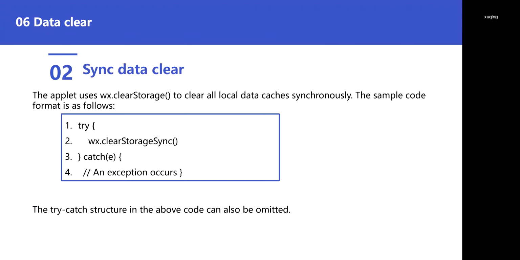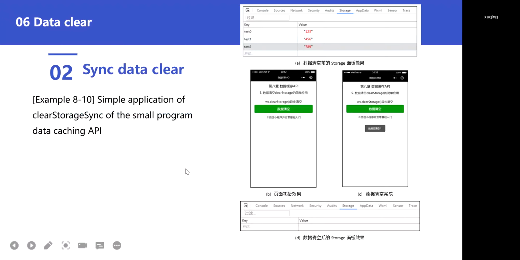And similarly, we'll see data clear synchronously. The applet uses the function wx.clearStorageSync to clear all local data caches synchronously. Here we have the sample code format with try catch, and similarly to those other operations before, the try catch structure can be omitted. Here we have a simple application of clearStorageSync of the small program data caching API.